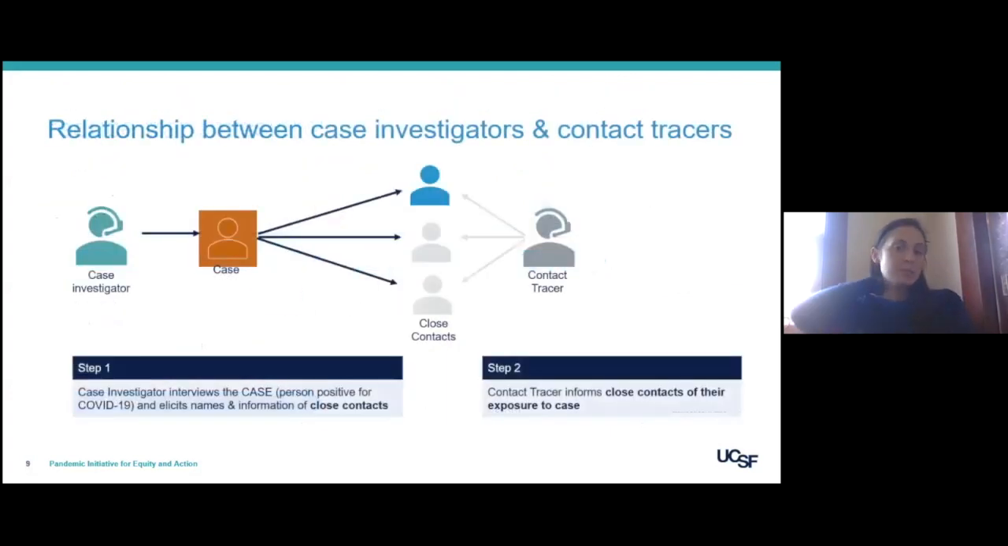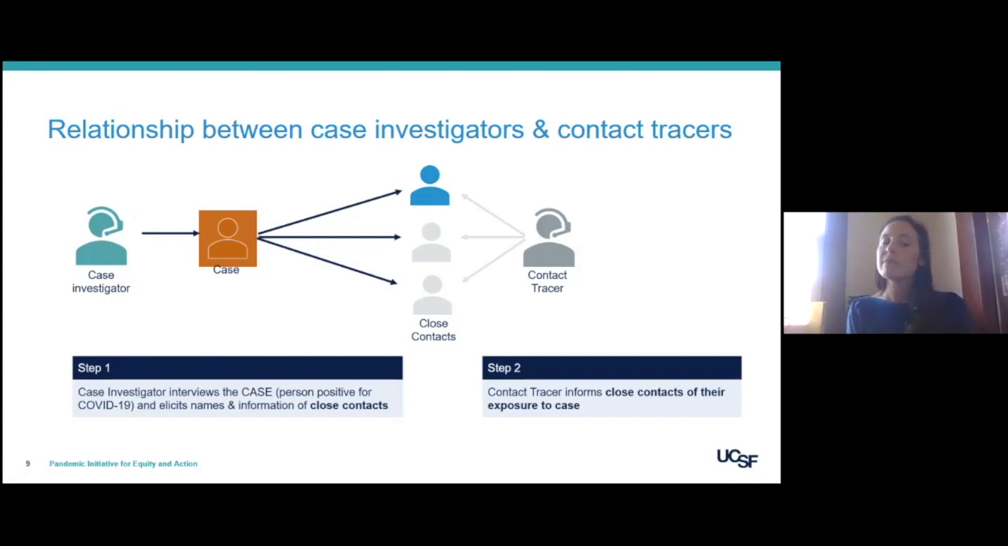Now, the relationship between case investigators and contact tracers is a very close one. Some places have case investigators and contact tracers as the same person, right? So there's one person who does both roles. But for counties where you can have different people in those positions, the case investigator is responsible for calling the person who is diagnosed with COVID-19 and then getting all of the information that you would need from a case, including a list of contacts.